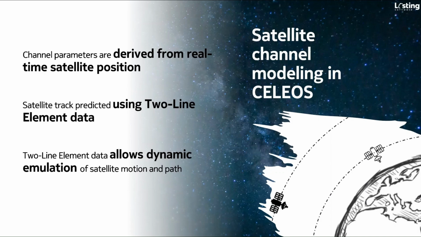CELEOS, hence, offers 2 ways to model satellite orbits. The user can choose a generic orbit type, LEO, MEO, or GEO, which automatically applies standard orbital parameters for that class, or alternatively, the user can load a custom TLE file which contains precise 2-line orbital elements. Once imported, CELEOS computes the satellite's real-time position, trajectory, and all channel-dependent parameters for emulation. This flexibility supports both fast setup and high-fidelity satellite-specific modeling.